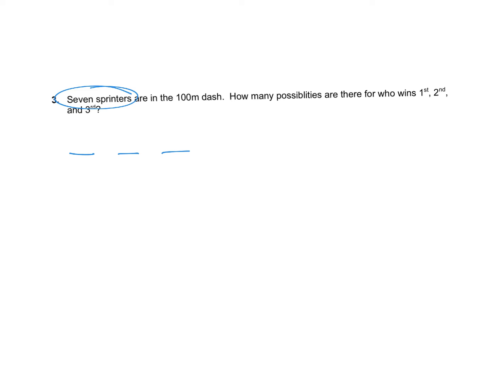Well, to pick from my 7 different sprinters, I'd have 7 to pick from for first place. Now because one of those sprinters got first place, I'm only going to have 6 to pick from for second place. And because now there are 2 that have first and second, I only have 5 to pick from for third place. So I'm just going to multiply these 3 numbers together. I'll take 7 times 6 times 5, and I would end up having 210 possibilities.